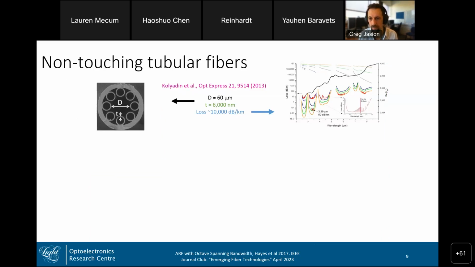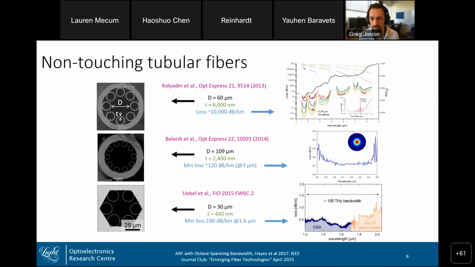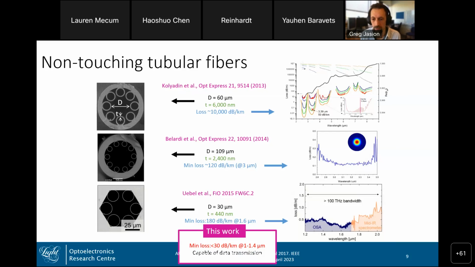The thicknesses were larger, so the transmission windows operate at a longer wavelength than normal telecoms, and the losses were quite high. So next came another example with many small tubes. Again, high losses, 120 dB per kilometer and slightly longer wavelengths. Trying to bring that wavelength towards 1550, we've got thicknesses around 440 nanometers, but again, the losses are still quite high. So in this work, we demonstrate less than 30 dB per kilometer.